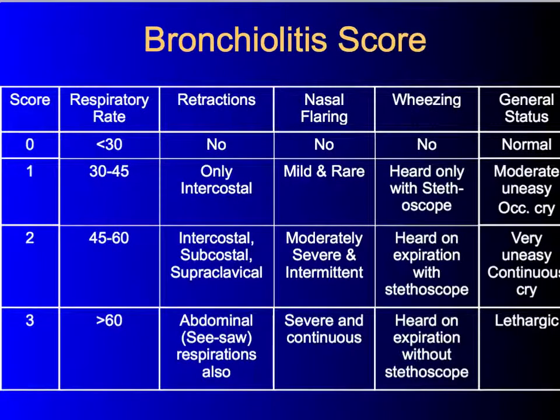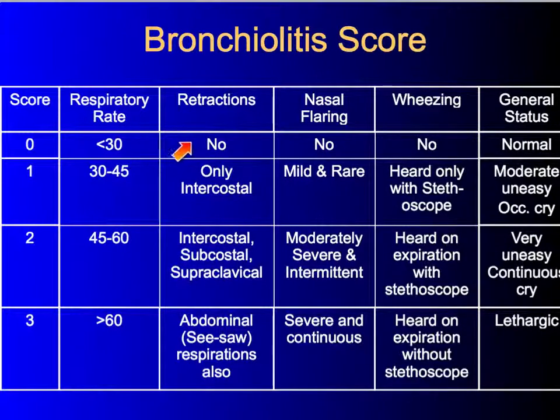So this is a bronchiolitis score that can be used, and the score goes from 0 to 1, 2, or 3, and then you would rate respiratory rate, retractions, nasal flaring, wheezing, and general status. So respiratory rate of under 30 is a 0, 30 to 45 is a 1, 45 to 60 is a 2, and greater than 60 is a 3. That means that they are in respiratory distress.